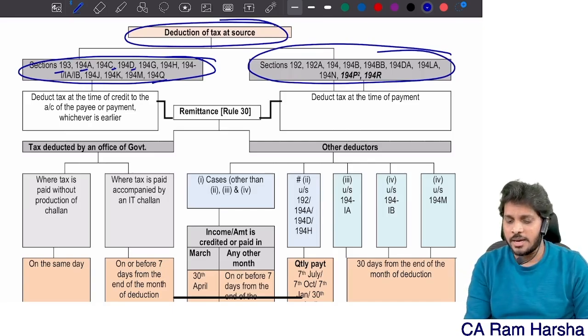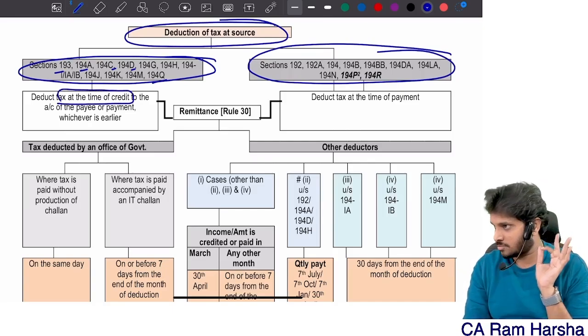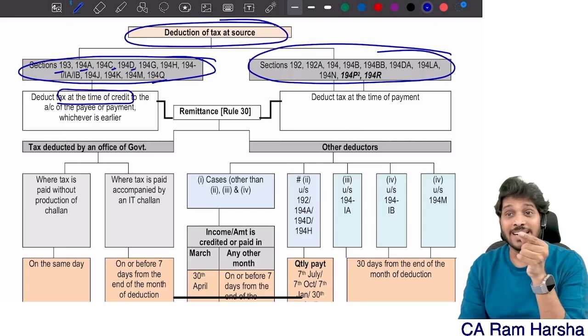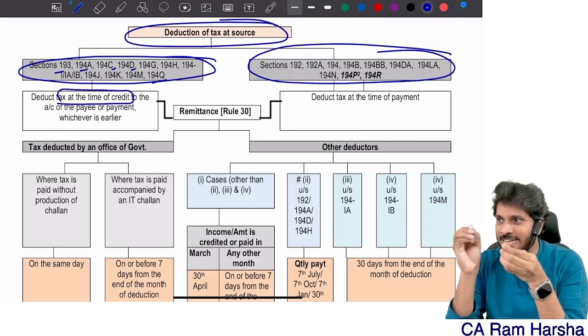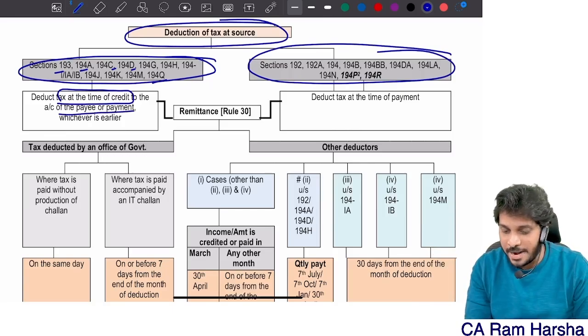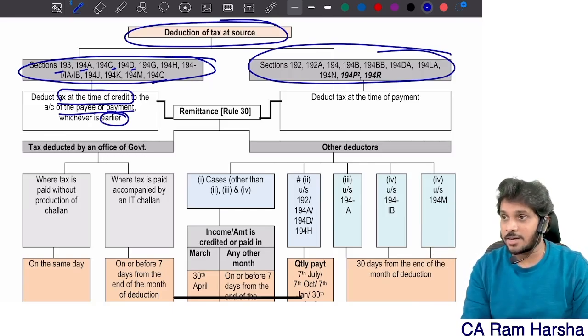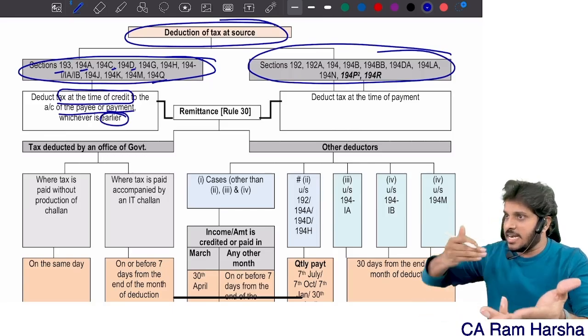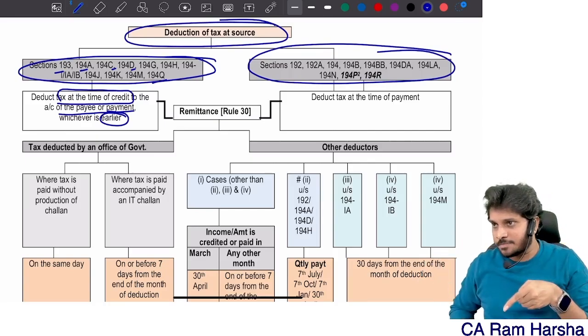Here we generally deduct TDS at the time of credit in books of accounts. Date of credit means what? Credit in books of accounts means I recognize the expenditure in the books of accounts, or payment, whichever is earlier. If you paid first and recorded later, then you deduct at the payment time.